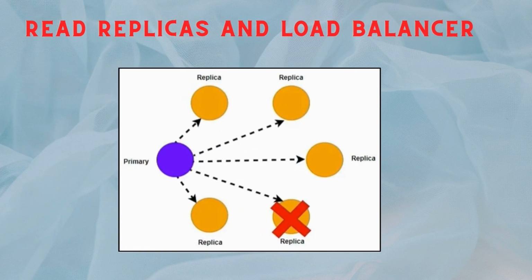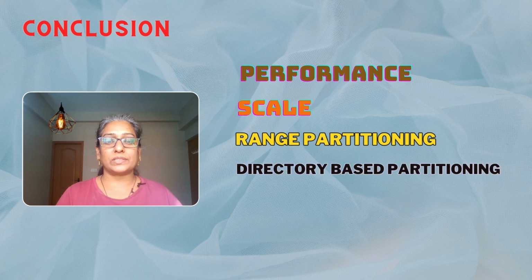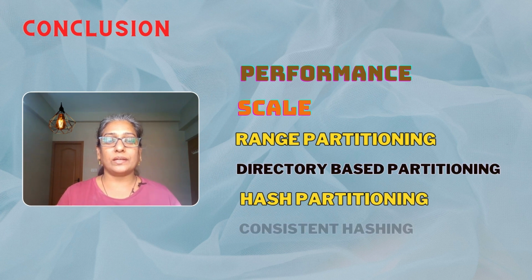And fourth approach, use a combination of read replicas and a load balancer. This offers horizontal read scalability without full sharding complexity. Also, it distributes reads across replicas. In conclusion, partitioning optimizes distributed systems' performance and scalability. Understanding options like range partitioning, directory-based partitioning, hash partitioning, and consistent hashing enables architects to design robust distributed systems.